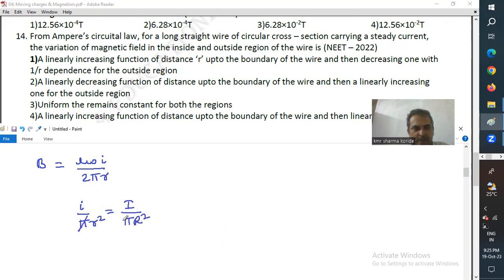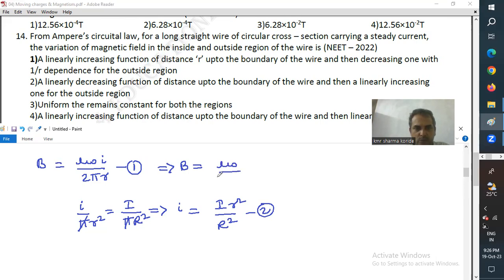So therefore, this pi and pi get cancelled. From this, the elemental current is compared with the main current. I is equal to I r square divided by capital R square. So let us substitute. This is equation 2. This is equation 1. Substituting 2 in 1, you'll get B is equal to mu naught by 2 pi r. In place of small i, substitute I r square divided by R square. So therefore, one r gets cancelled. So here B is directly proportional to r.